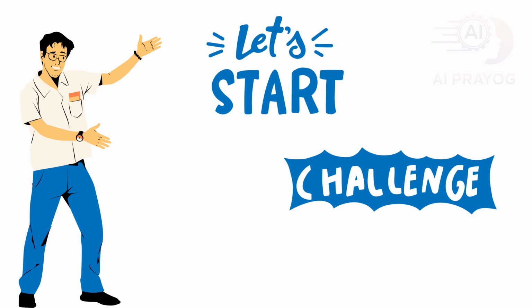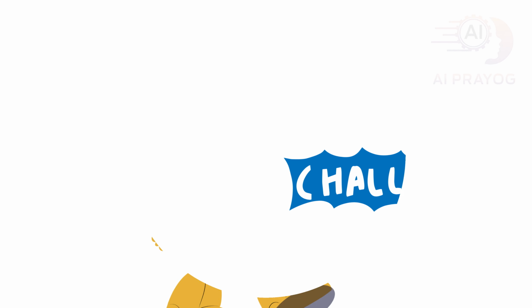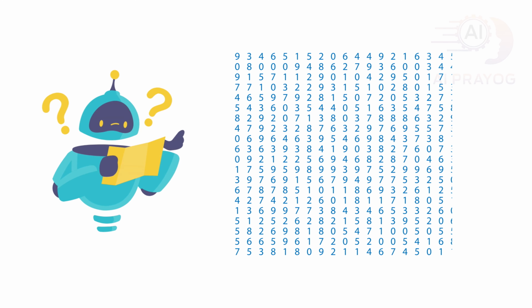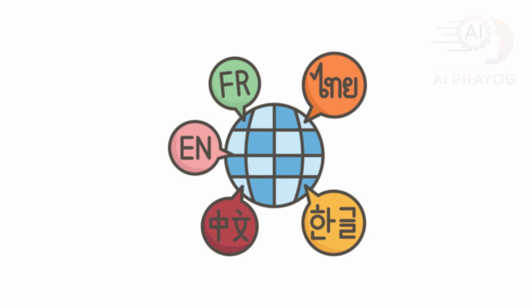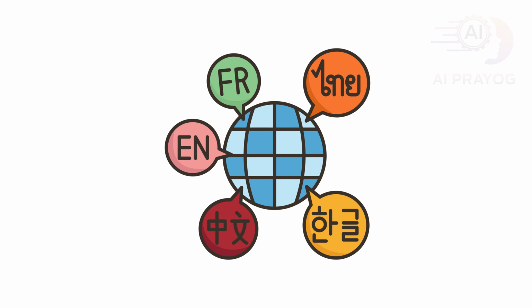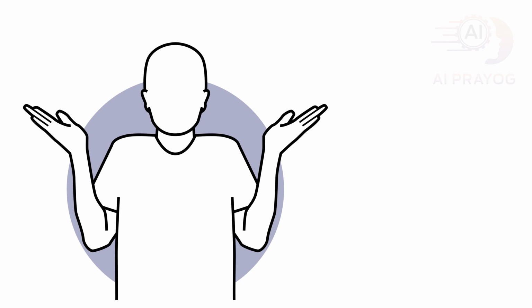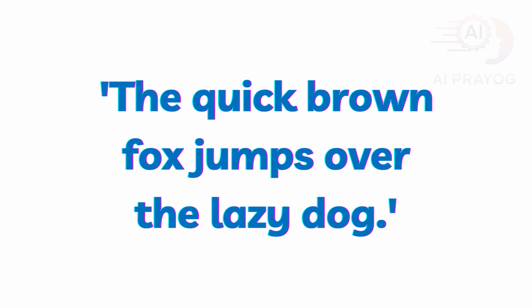Alright, everyone, let's start with a challenge. Imagine your best friend is a robot, but it only understands numbers. How do you teach it to understand human language? Take a sentence, any sentence you want. How about we put one up on the board? Okay, here's our sentence: The quick brown fox jumps over the lazy dog.